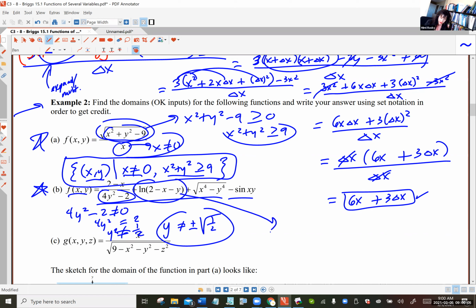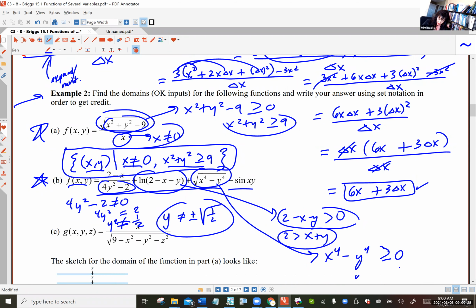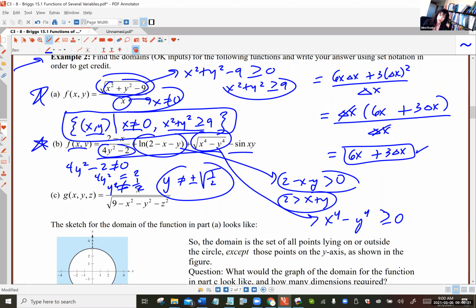Sure, look at the second term. We have a logarithm. We worry about logarithms because we always want the arguments to be strictly positive. This is true, but I'm just going to rewrite it so it looks a little nicer, like that. And then the third term, we don't want to take any even roots of negative numbers. So we need x to the 4th minus y to the 4th to be greater than or equal to 0. And the last term has no restrictions, because sine doesn't have any restrictions and xy doesn't have any denominators or radicals or anything we need to be worried about.